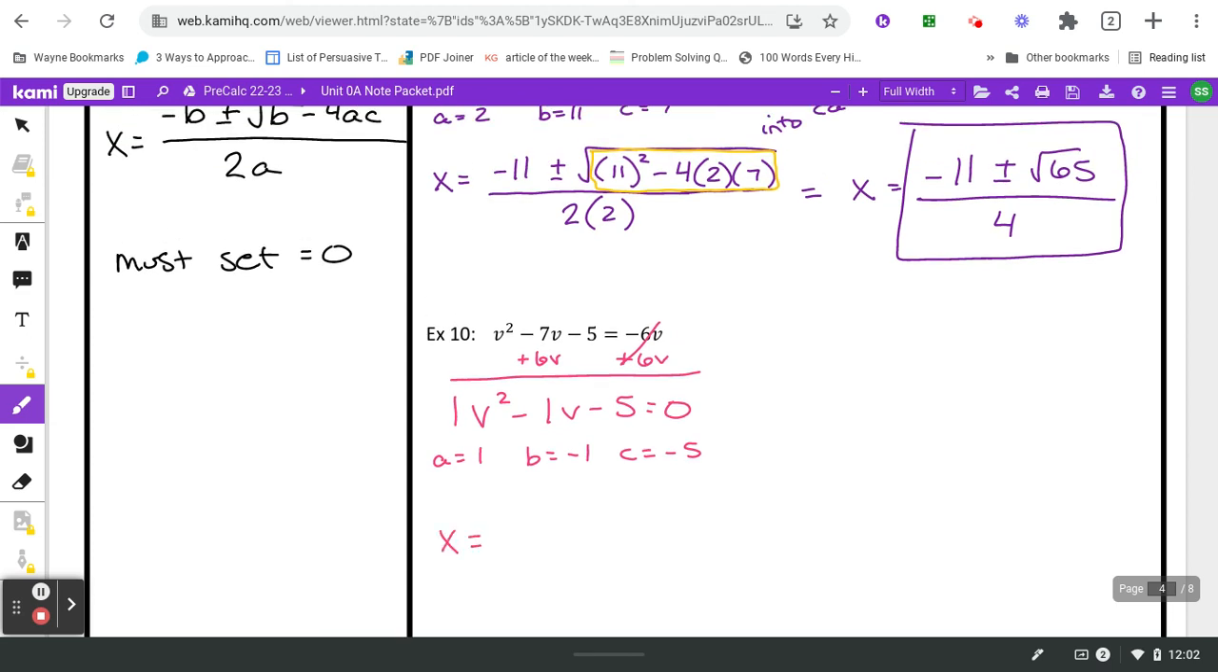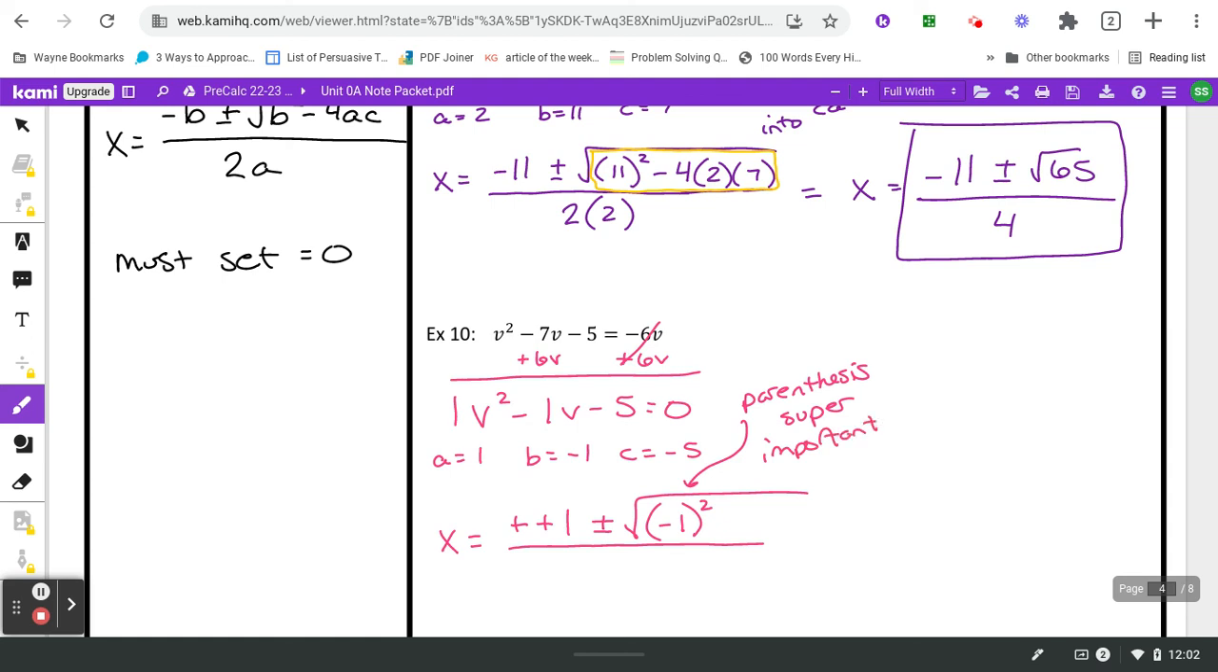So x equals negative b. Since my b is already a negative, that becomes a positive 1. Some people write it as a double negative 1 and then make it positive. It's up to you. And then b squared. This is really important. You got to have those parentheses right there. Minus 4 times a times c. All divided by 2 times a.